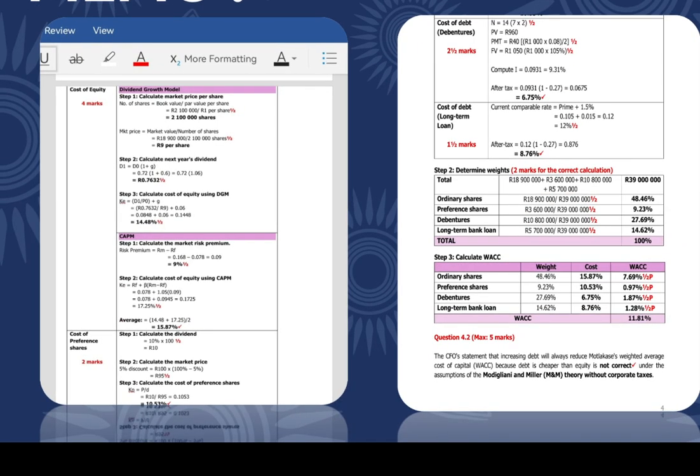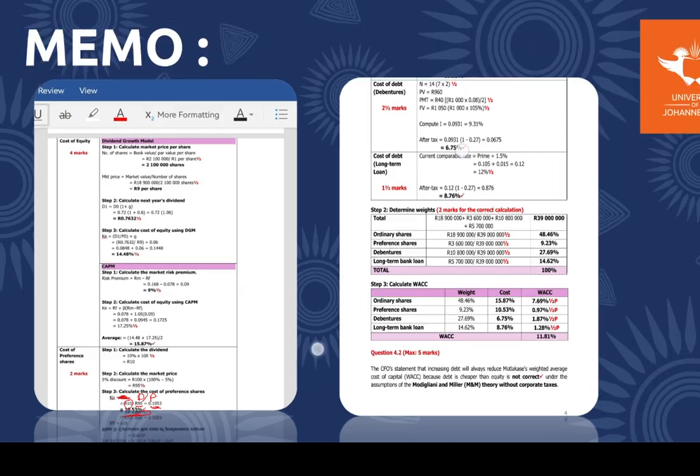So over here, the formula should be D over P, right? So you take your dividend divided by your price, and then you'll get that, which then would be your cost of preference shares. Then you go on and you do your cost of debt, right?